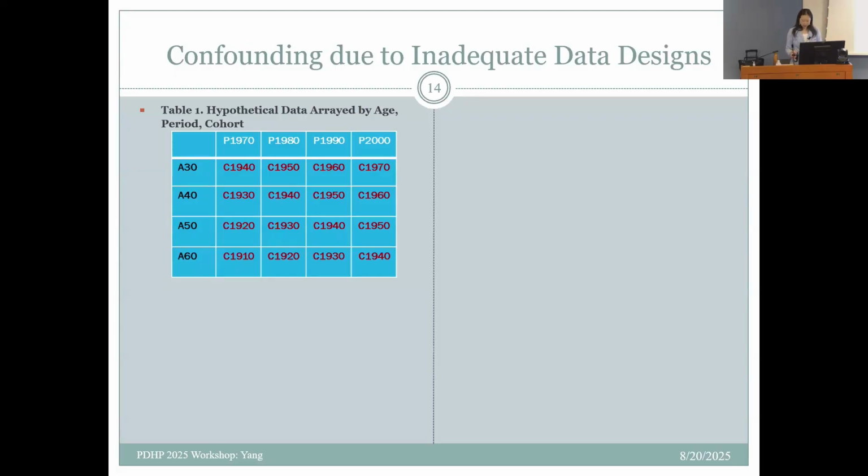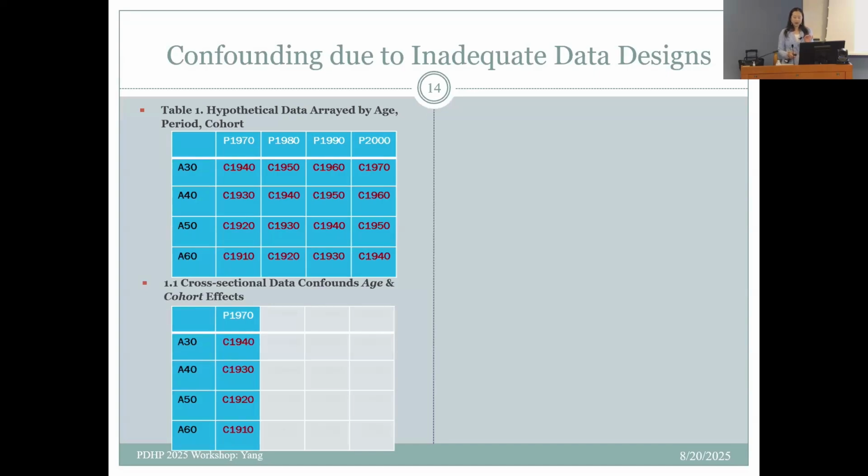The problem with using cross-sectional data gathered at one point in time is the confounding of age and cohort changes. This is a formal presentation of the cartoon that I showed at the very beginning. Let's say we take only one slice of data from 1970, the period being 1970. You can immediately see that in this data, age 30 is from cohort 1940, age 40 is from cohort 1930, and so on. So in this one column, it is impossible to tell apart age and cohort. They're completely confounded. They're collinear with each other.